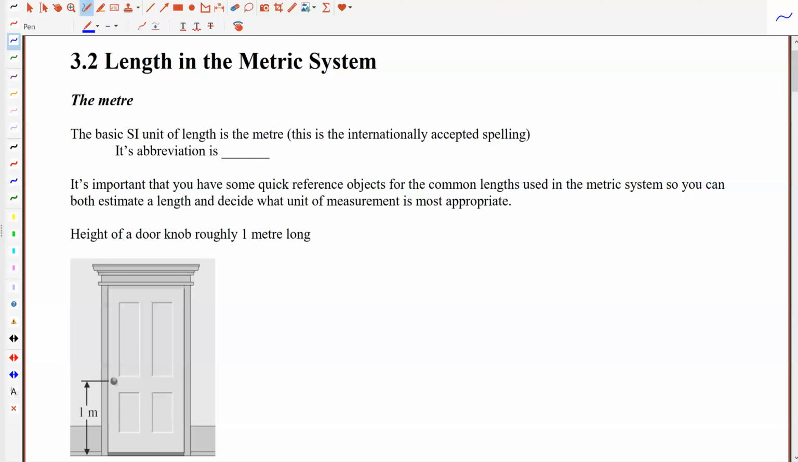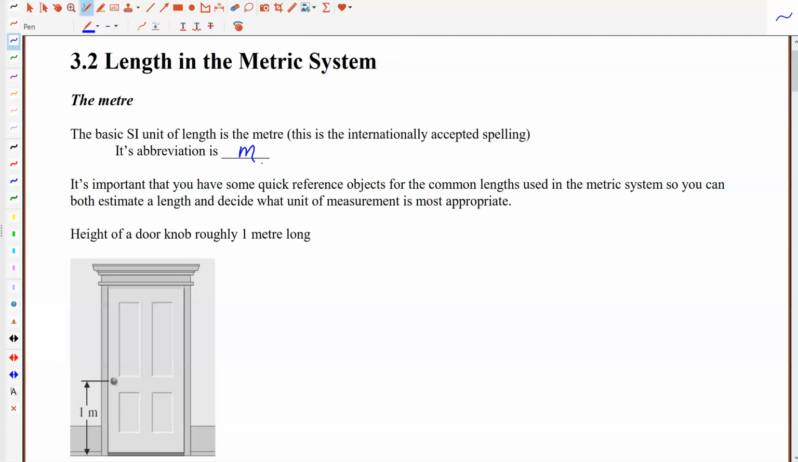Length in the metric system is measured with the base unit of the meter. The abbreviation for meter is lowercase m. Now, when we talk about these units, it's important that you have some quick reference objects for common lengths to use, not only for estimating the length of certain objects, but also being able to decide what unit of measurement is most appropriate given a specific object.